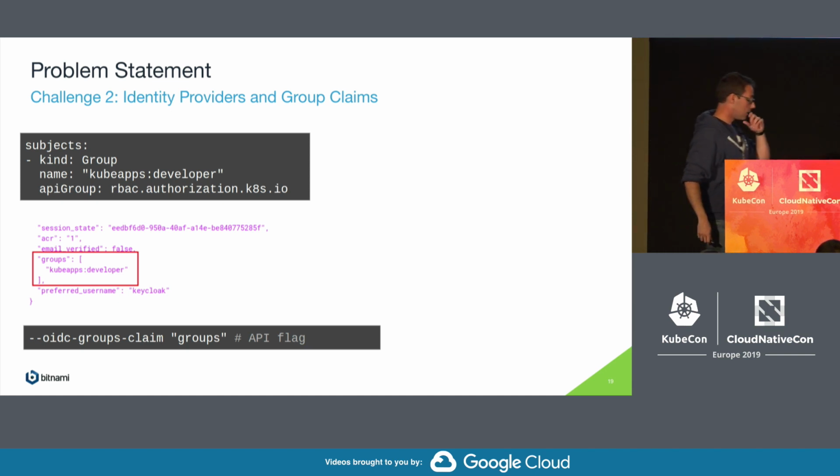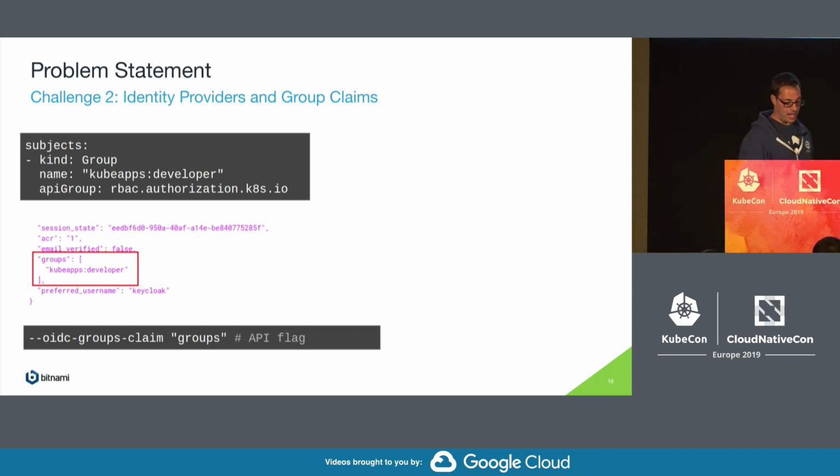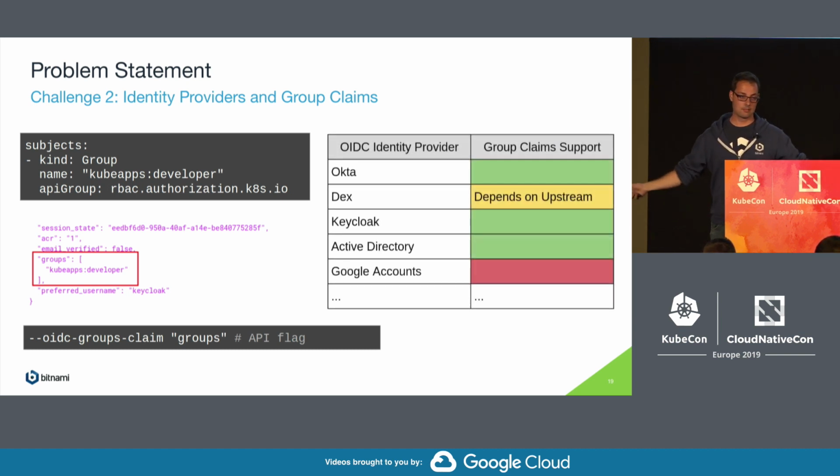Another issue is that in Kubernetes, you can reference a user not only by its user name, but also by its group. And the good news is that you can actually take information from inside the token and map it to an internal reference in RBAC. And you can do it with the flag that I put down there. But the news is that, as always, this doesn't work everywhere either. So you need to make sure that you choose the right one.